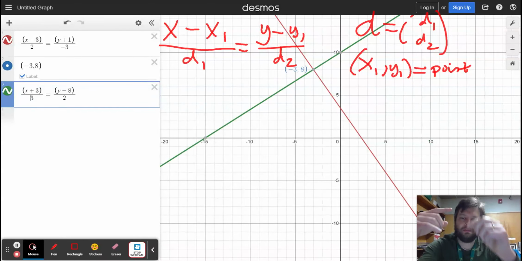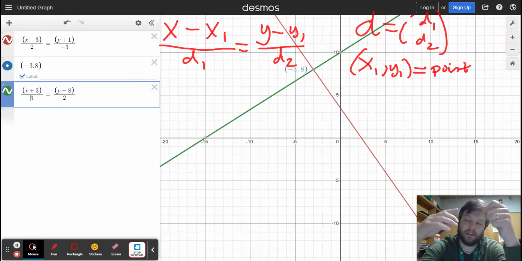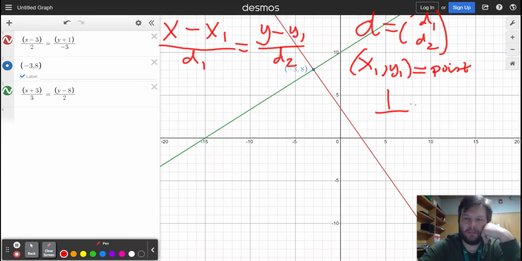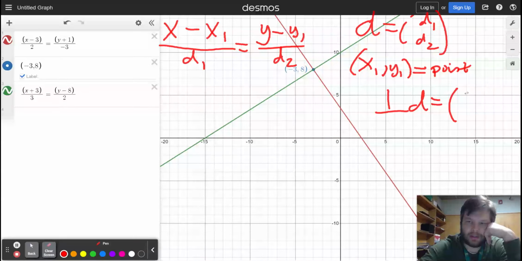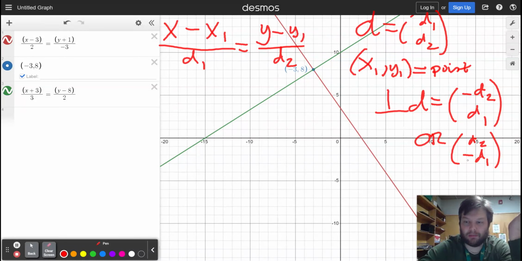So remember, opposite reciprocal means you flip the rise and the run, and you make the whole fraction positive or negative. You don't make both the top and the bottom positive or negative, because then you're keeping the value the same. So if you have a direction vector d1, d2, then your perpendicular direction is negative d2 over d1, or d2 over negative d1. It is not making both of them negative, because that's the same direction as making them both positive.